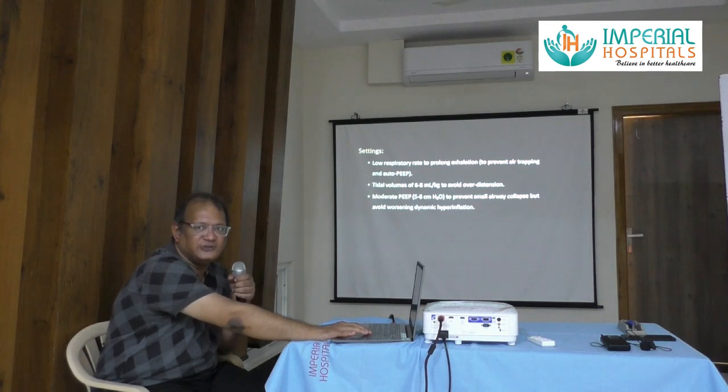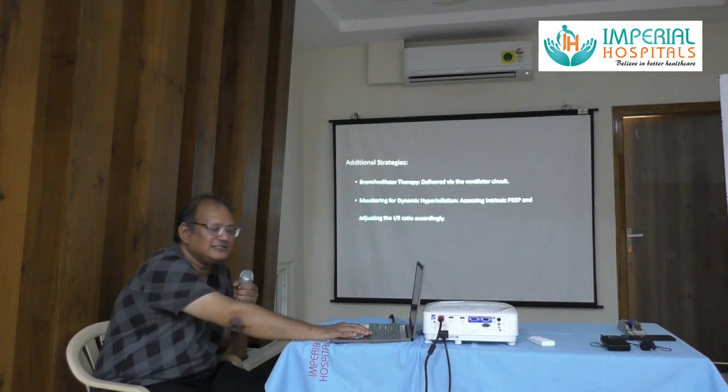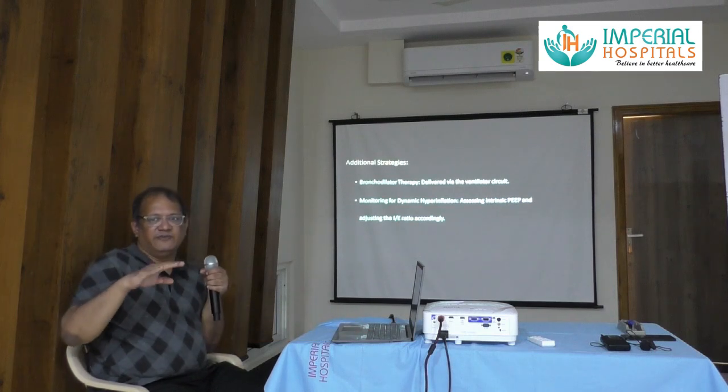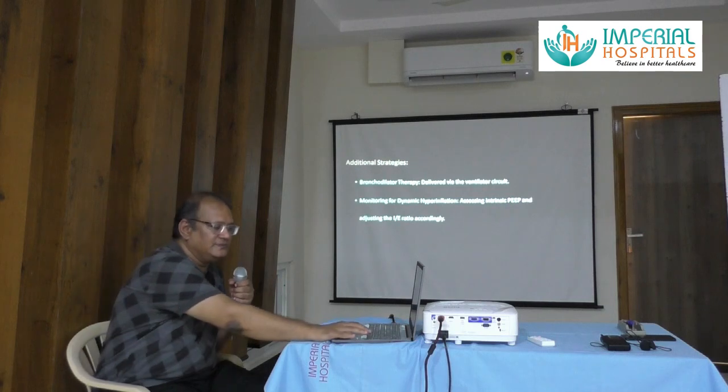So what are the settings we use for these patients? Low respiratory rate to prolong exhalation. Tidal volume 6 to 8 milliliters per kg body weight to avoid overdistension, and moderate PEEP to prevent small airway collapse. Additional strategies for these patients are bronchodilator therapy and monitoring of hyperinflation, like assessing intrinsic PEEP and adjusting IE ratio accordingly. If it is 1:2, you want to make it 1:3, you can go up to 1:4 also.